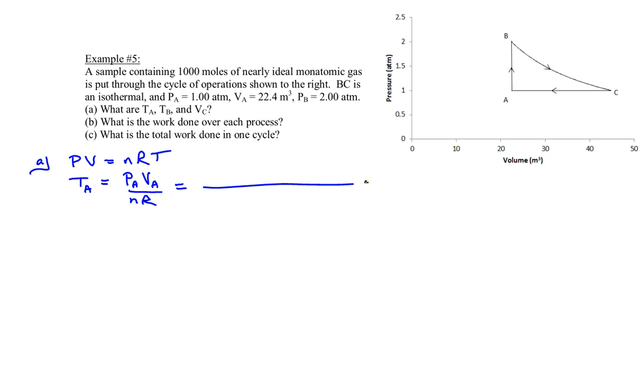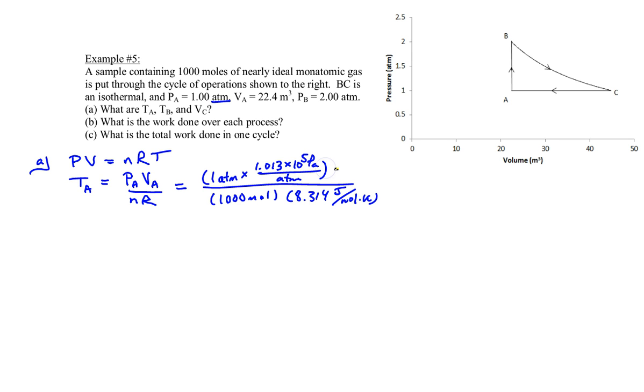Now the pressure at A is in atmospheres. That's not very good, because as you see, as you put in 1,000 moles down below, and then the gas constant, which is 8.314 joules per mole Kelvin, we need to make sure that our units of pressure are going to cancel out with all the other units. We need to make sure pressure is in pascals, or newtons per meter squared, so that when we multiply everything out, we get an answer that is just in Kelvin. So we're going to need to change that 1 atmosphere into pascals. We're going to have to multiply by 1.013 times 10 to the power of 5 pascals for every atmosphere.